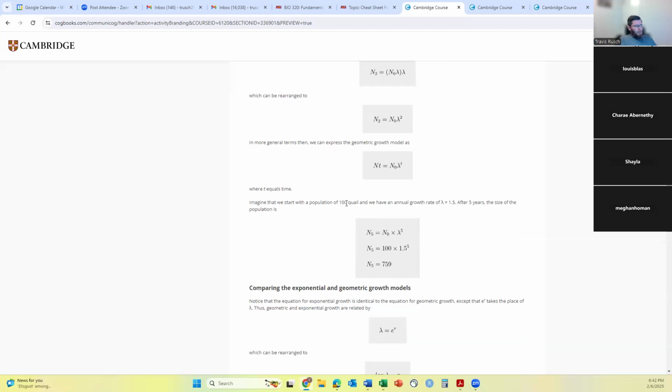And here they have the example. We have 100 quail, so that's our N of 0, right? Our growth rate, our lambda, is going to be 1.5. And then after 5 years, what is the population? So we have 100 times 1.5 raised to the fifth power. Calculate that out. It equals 759. So this is another population of quail that we show has grown over 5 years.